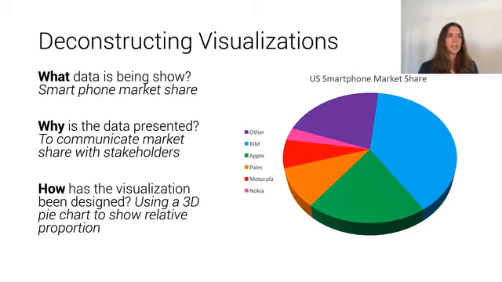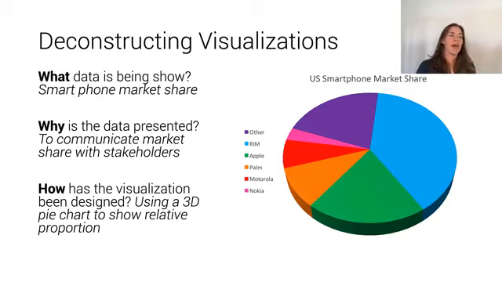So for our what data is being shown, here we're just seeing a simple volume measure. What is each company's share of the current market? Why is this data being presented? Well, in this context, the data was being presented to communicate these different market shares with stakeholders, and it was being used in the context of a specific company.